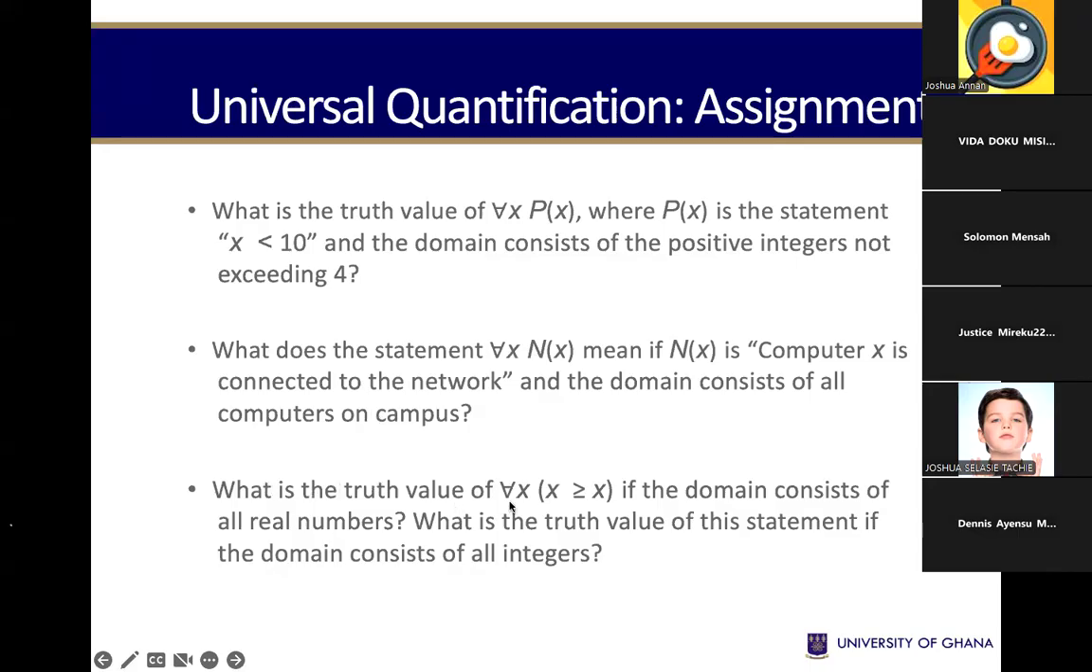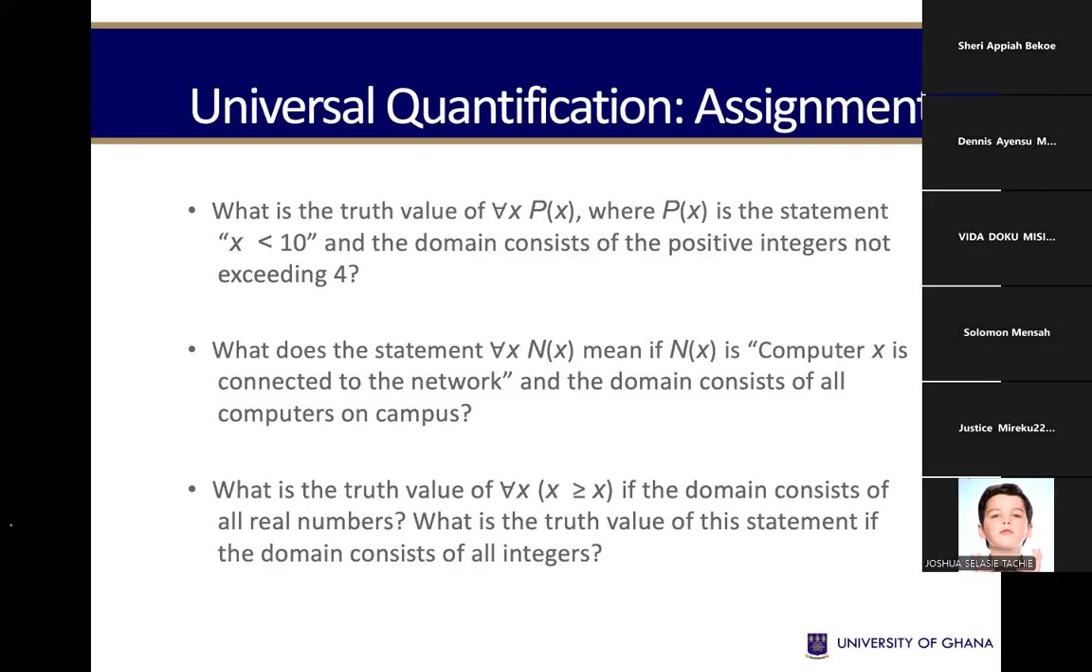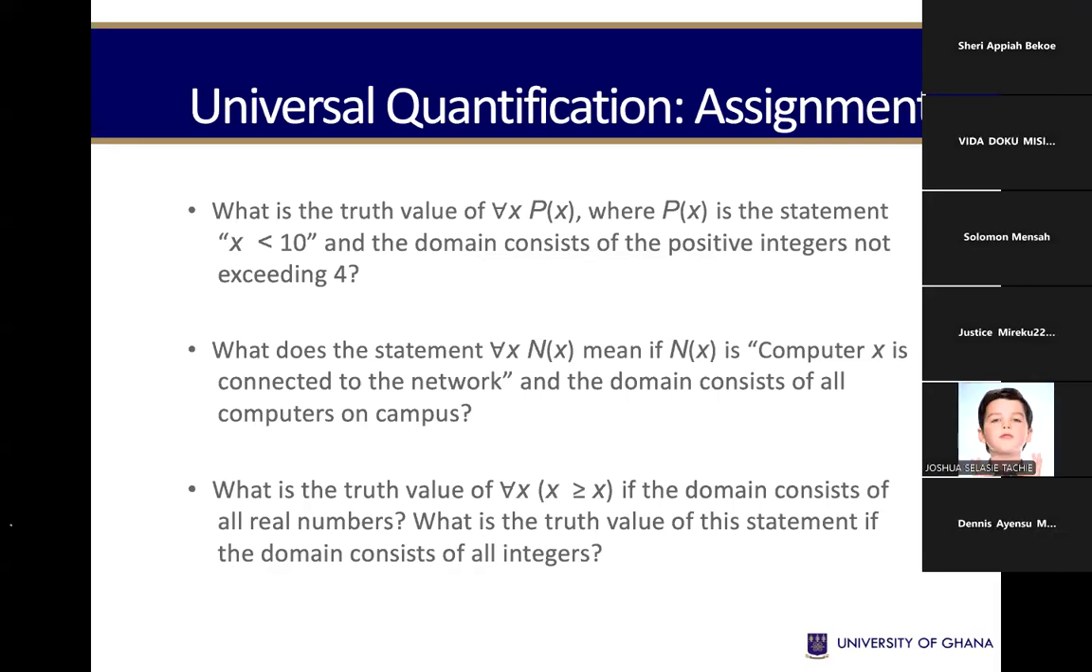Now, what's the truth value of ∀x, x ≥ x if the domain consists of all real numbers? What is the truth value of this statement if the domain consists of all integers? So let's start with any of them. If you want to talk in terms of real numbers, fine. If you want to talk in terms of integers, it's fine. This is where a truth value will come in: it's true, provided you didn't find any counterexample, or it's false, provided you found a counterexample.